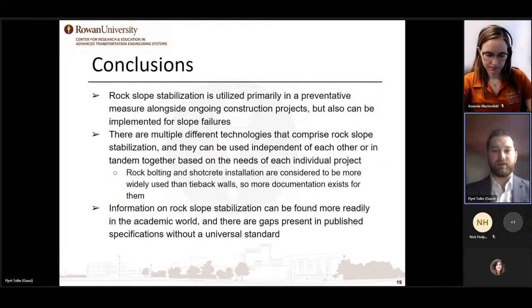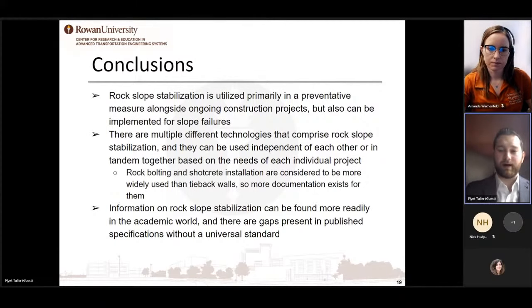Rock slope stabilization really is a preventative measure first and foremost. When you know that you're going to have a construction project that is going to cause slope instabilities, you're going to be planning stabilization methods as soon as you're planning the rest of it as well. But that doesn't mean stabilization can only be preventative.